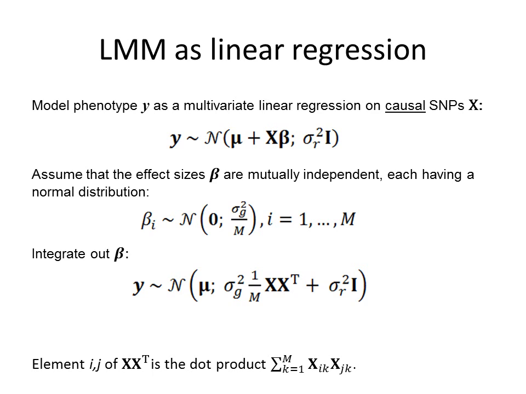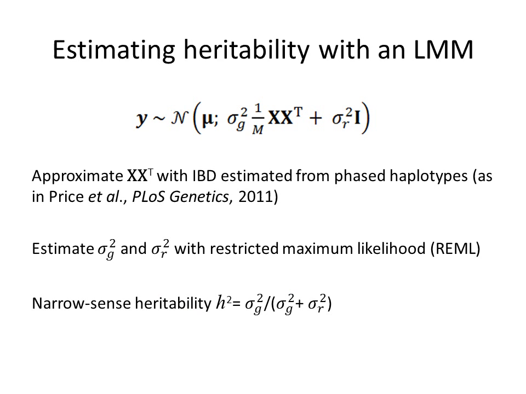What we end up with is this expression here, and that turns out to be a linear mixed model. The genetic similarity matrix here is just XX transpose, which means the ijth element of XX transpose is just the dot product of the causal SNPs for person I and the causal SNPs for person J. So that's one simple way to arrive at a linear mixed model formulation.